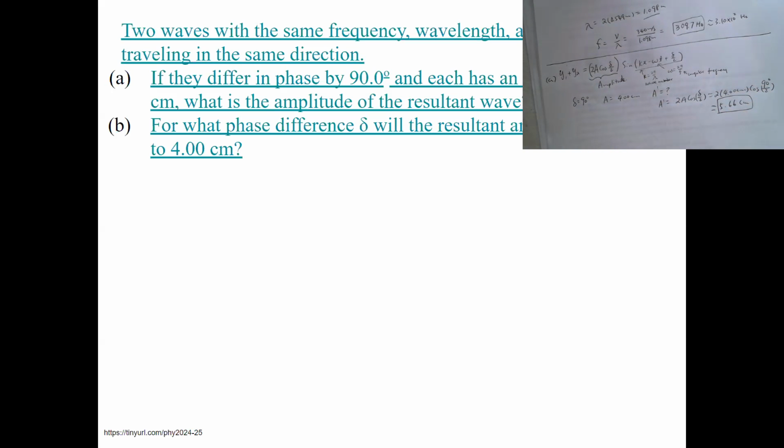In case you were wondering what K and omega are, K, the wave number, is equal to 2 pi divided by wavelength. Omega, the angular frequency, is actually 2 pi times frequency.